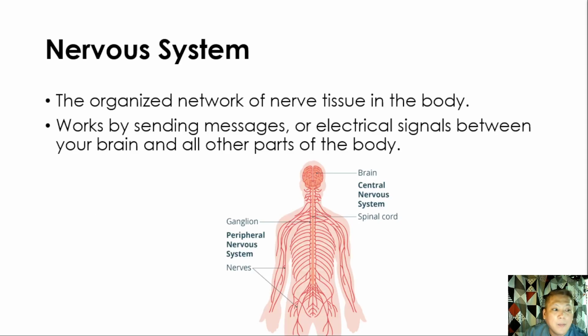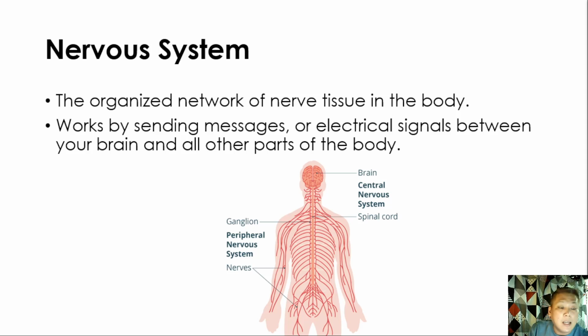So sabi natin, nervous system, this is the organized network of nerve tissue in your body or sa katawan natin. So it works by sending messages or electrical signals between your brain and all other parts of the body. So ibig sabihin, di ba, yung nervous system, siya yung nagsesend ng signal, siya yung nagko-communicate, siya yung nag-uutos kung paano magagawa. And also, di ba, halimbawa, tinusok ka ng ballpen, natusok ka ng karayom. So siya yung magsesend ng signal na eto palang part ng katawan ko yung natusok ng karayom.